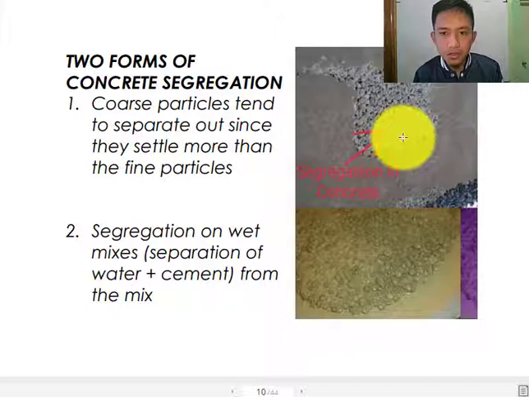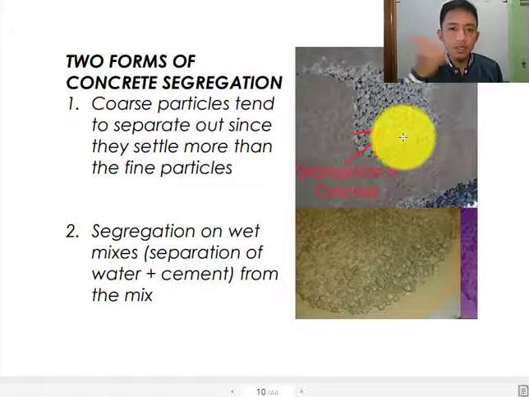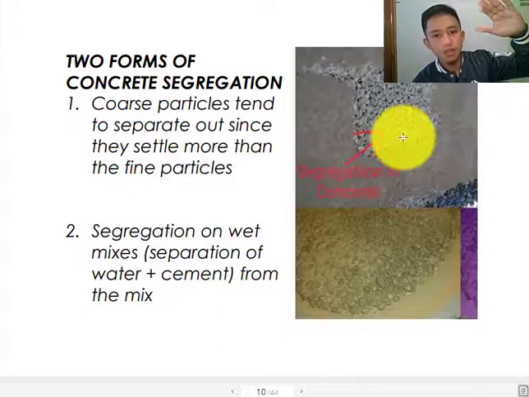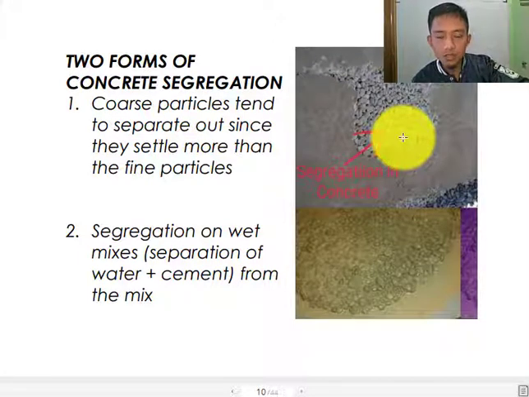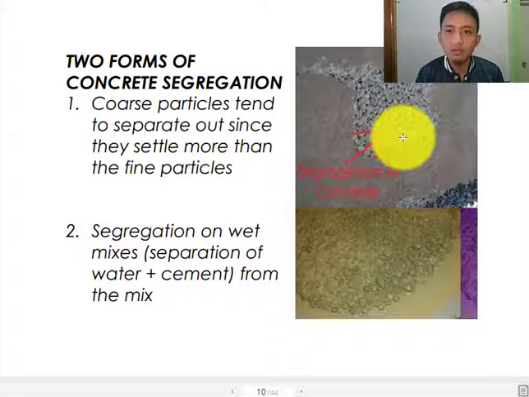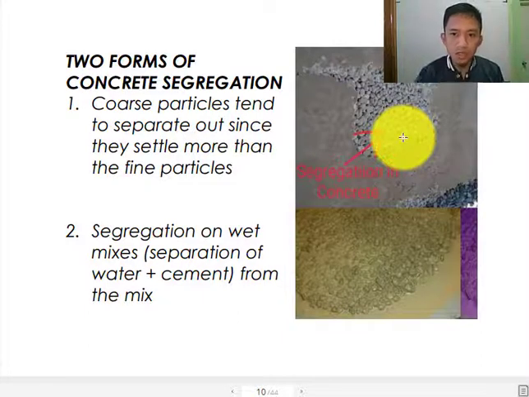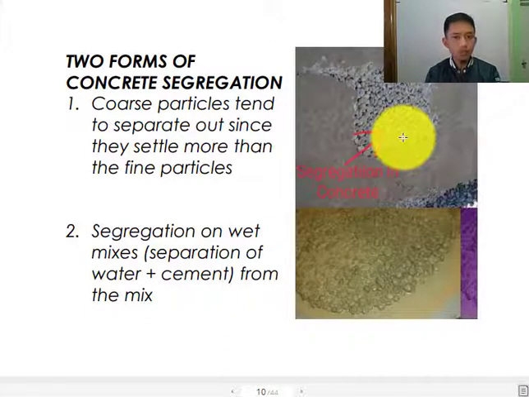But of course, if you have too much vibration or stamping, it will cause the coarse aggregate to settle down. So vibration is not good if it is too much. You should have just enough vibration in your concrete mix so that there is no segregation.